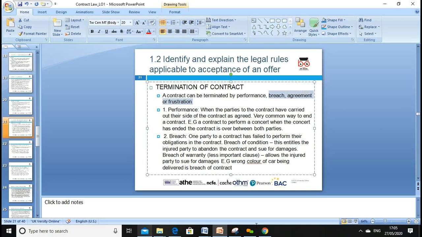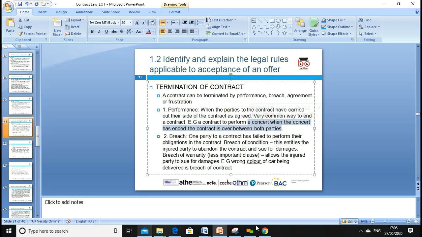So performance: when the parties to the contract have carried out their side of the contract as agreed. A very common way a contract is performed is a concert: when the concert has ended, the contract is over between the two parties. Think about coronavirus. Various things were agreed but weren't performed. Lots of issues going around. Are you entitled to get a refund or not? So we need to look at the terms and conditions of the contract.